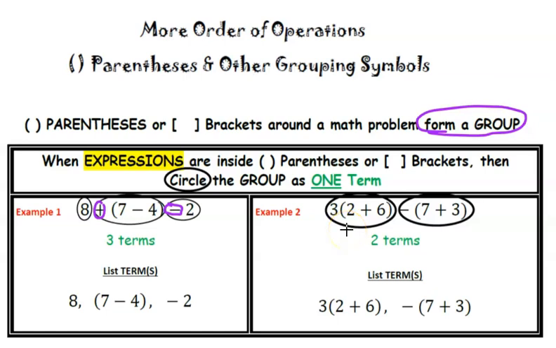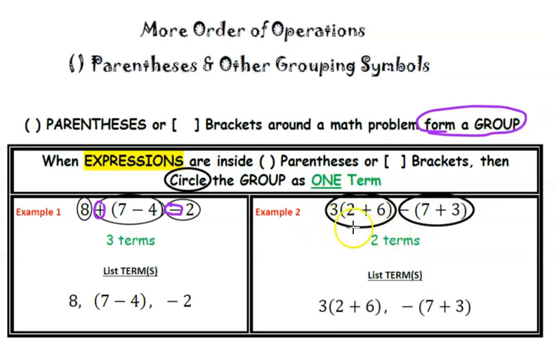In the second example, we have this problem right here. I'm going to read it so you understand how to read the parenthesis notation. It reads 3 times. Remember, when there's parentheses between 2 numbers, you read it as a multiplication. 3 times the quantity 2 plus 6, minus the quantity 7 plus 3. So we're subtracting this quantity right here. We're not subtracting 7, we're subtracting the sum when you add these together. So we have to figure this number out so we know how much to take away. That's why it gets lumped as one term. It's a math problem we have to do in order to subtract later on.